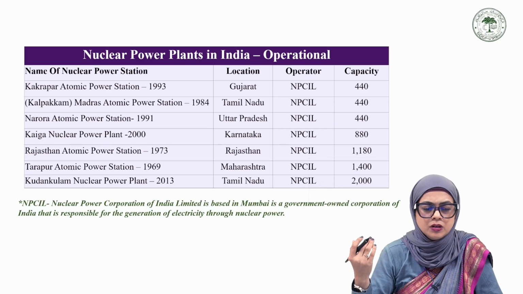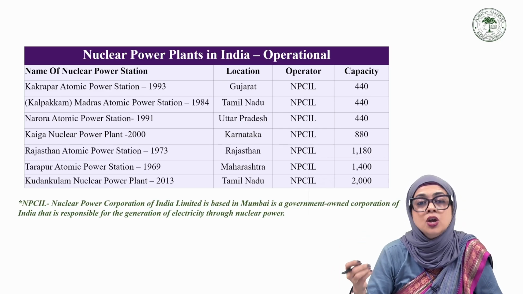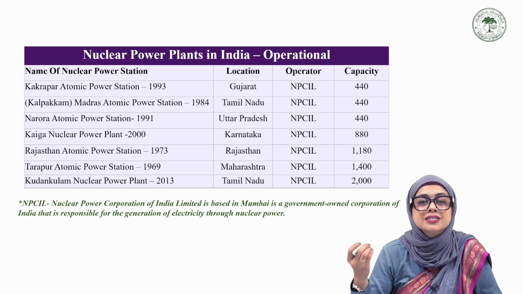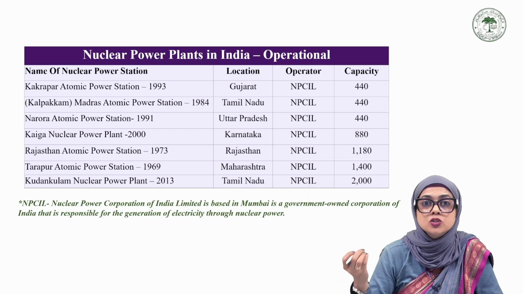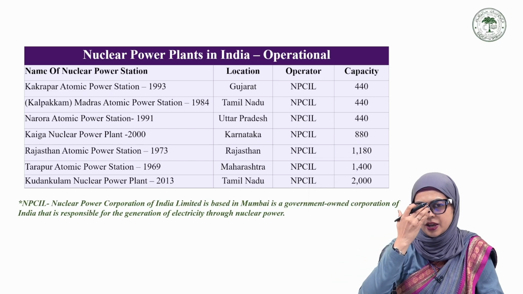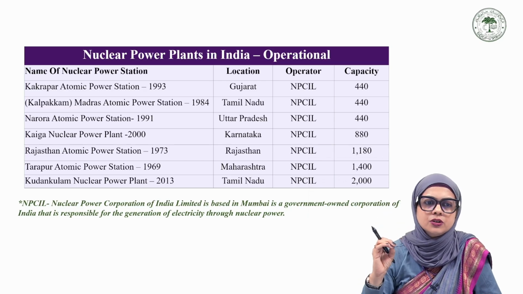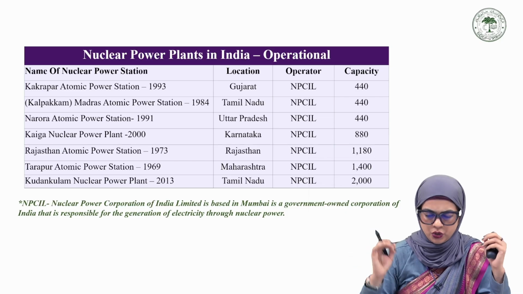The names of the famous nuclear power stations in India, when they were established, where is their location, and what is their capacity. And of course, the operator is NPCIL, that is Nuclear Power Corporation of India Limited. And it is based in Mumbai, and it's a government-owned corporation of India that is basically responsible for generation of electricity through nuclear power.